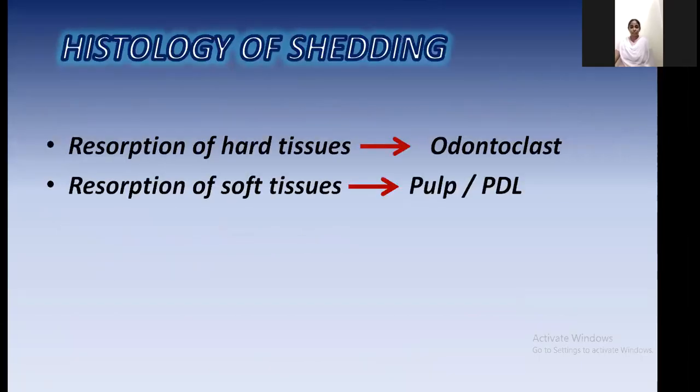Histology of shedding. Resorption of hard tissue is brought about by odontoclasts, and resorption of soft tissue is brought about by the pulp and periodontal ligament. To be more precise, by the cells of the pulp and periodontal ligament.